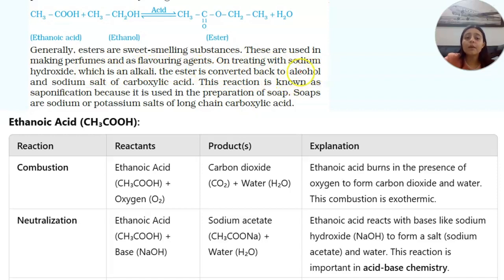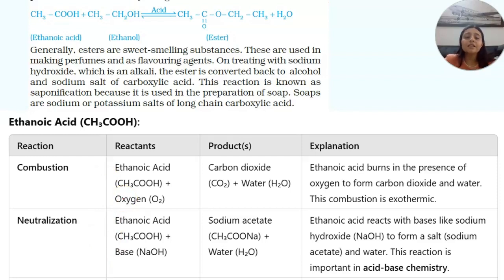On treating the esters with sodium hydroxide, they can form an alkali. This reaction is known as saponification, which is used for producing soaps. So whenever the ester is treated with sodium hydroxide, it gives the formation of soap. Now these were certain properties of ethanol.